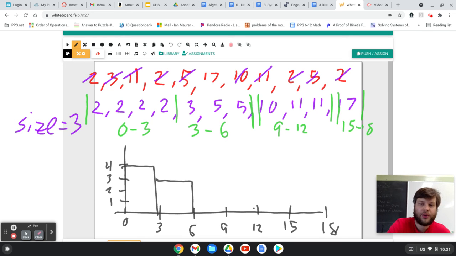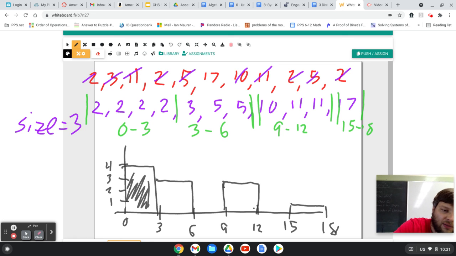There were no numbers in the 6 to 9 category, so I don't draw a rectangle for that interval. There are 3 numbers, again, 3 numbers in the 9 to 12, so this should be the same height as that previous rectangle. There are no numbers in the 12 to 15, and there is 1 number in the 15 to 18 category. Some people like to shade their histograms in. It's kind of hard to do that on the computer. It's totally an optional step, but that's how you make a histogram out of the data.